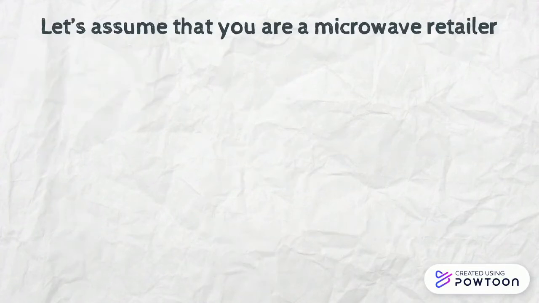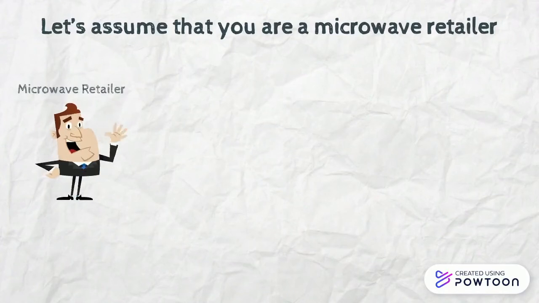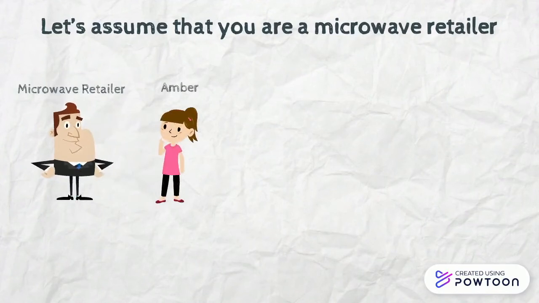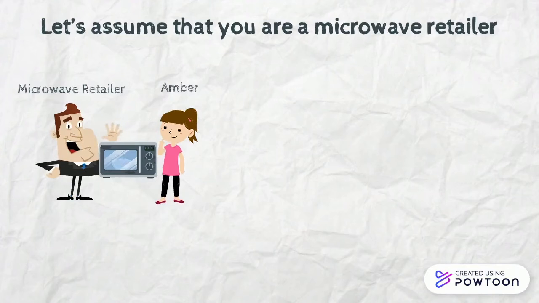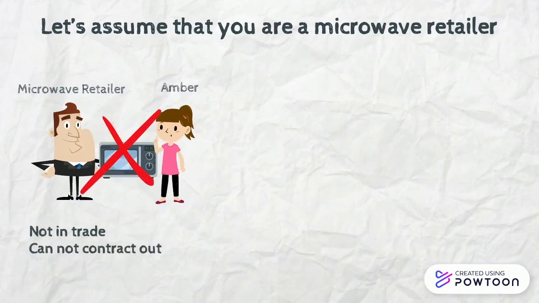Let's assume that you are a microwave retailer. Amber, a student, purchased a microwave from you to use in her apartment. Can you contract out of the CGA? You cannot, because Amber is not in trade.